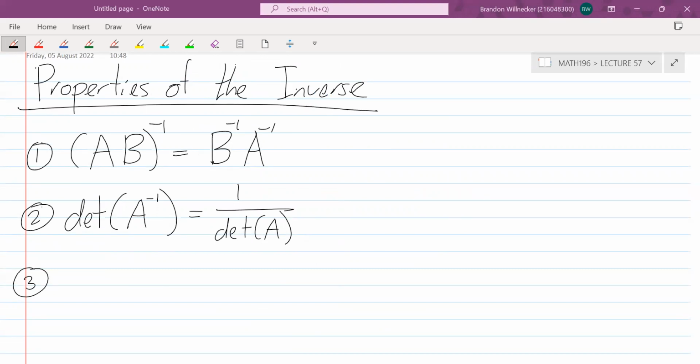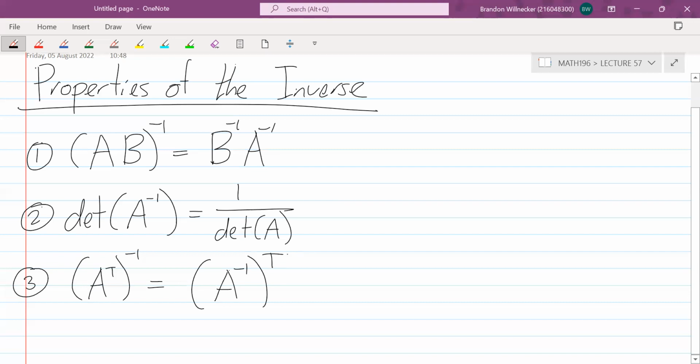There's also a relation with the transpose. If you have a transpose inverse, so if you first do the transposition and then you find the inverse, that's the same thing as finding the inverse first and then doing the transpose. So you can swap the order of transposition and inverting. These are the three properties that you need to know.